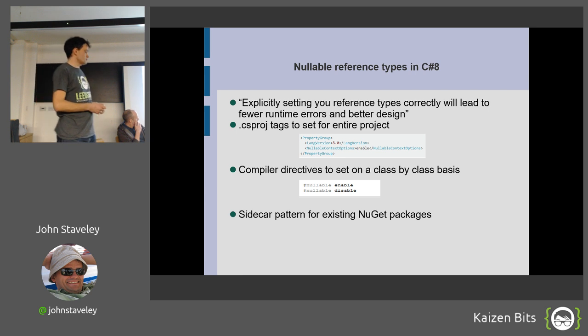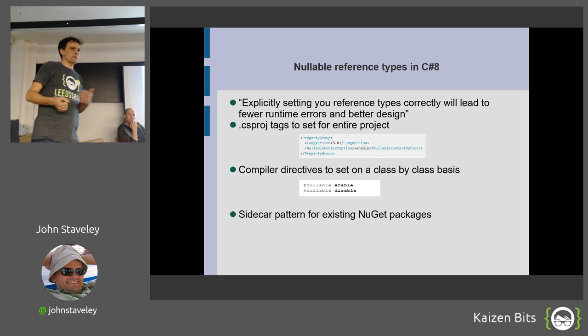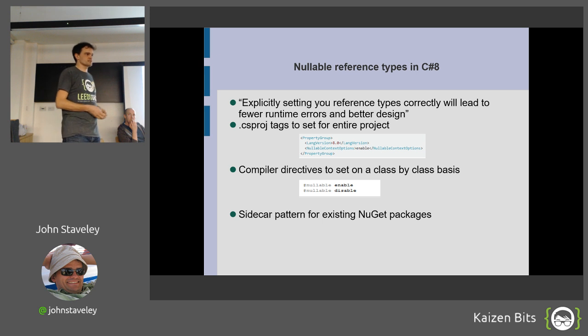And then for existing NuGet packages that aren't compliant to C# 8, you've got a sidecar pattern. So basically it's a text file that says all of these APIs, these strings are nullable, these are non-nullable, reference types nullable, non-nullable. So you can very easily port NuGet packages to the non-nullable reference types pattern.